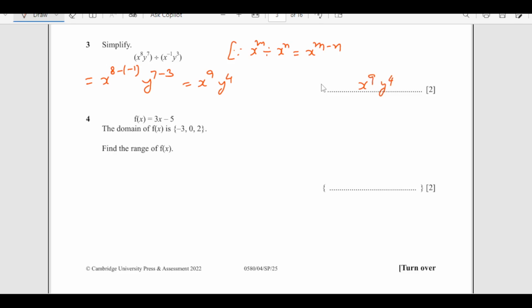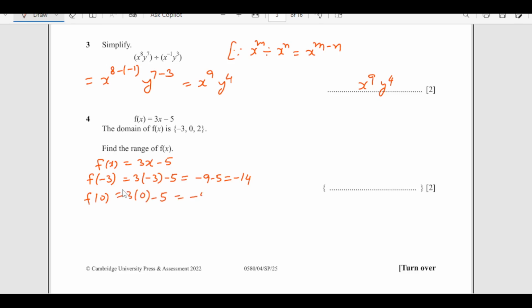Final answer. Now the domain of f(x) is this, find the range of f. We are given that f(x) is this. So I am taking this one by one. f(x) is 3x minus 5, right? So we are going to find out f of minus 3. So just replace x by negative 3, minus 5. So this is 3 times negative 3, it's negative 9, minus 5, it is negative 14. Okay, then the second one is 0. For f of 0, replace again x by 0, minus 5.